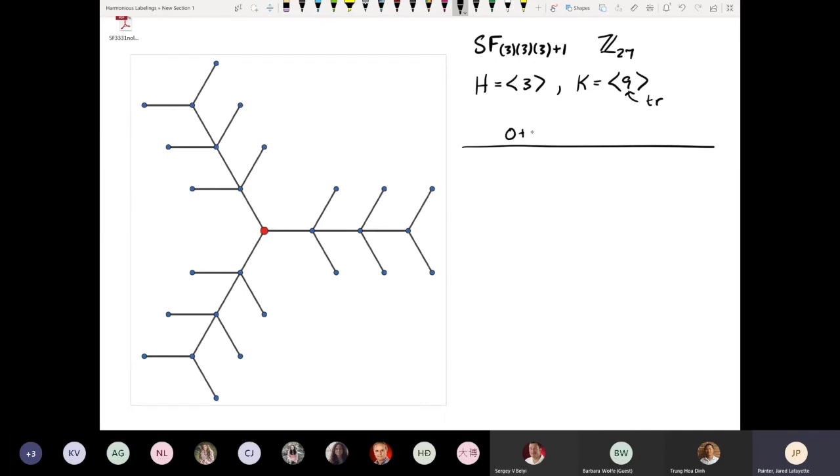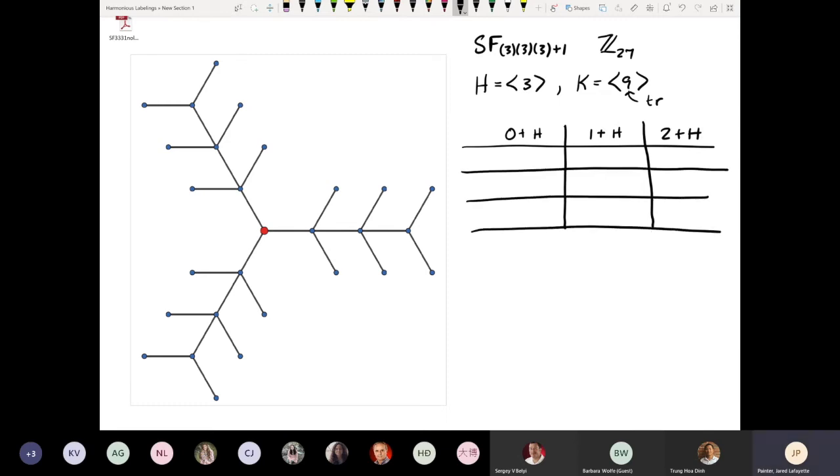So I've got my 0 plus H coset, my 1 plus H coset, and my 2 plus H coset. I'm going to try and make a table here. Hopefully this is all legible. And then here I've got my 0th subcoset, first subcoset, and second subcoset, like that previous example. In the 0th subcoset of 0 plus H, I've just got my multiples of 9. So I've got 0, 9, and 18, which if I did another multiple, would be 27, which would be 0, so I don't include that.